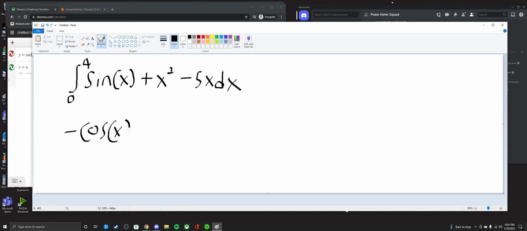Okay. And now here, we can do the power rule for integrals. That's x to the n plus 1 over n plus 1. So that's x to the third over 3. And then same thing here, that gets you 5x squared over 2, dx.